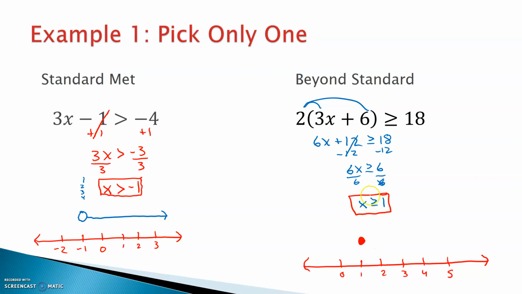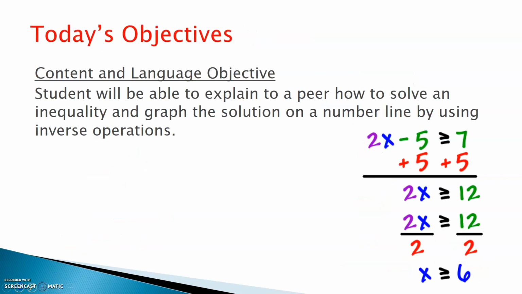Now what numbers are greater than 1? Well, something like 2, 3, 4. So we're going to put our arrow going towards the right. All right, guys, so there you have it. That is the lesson for today.